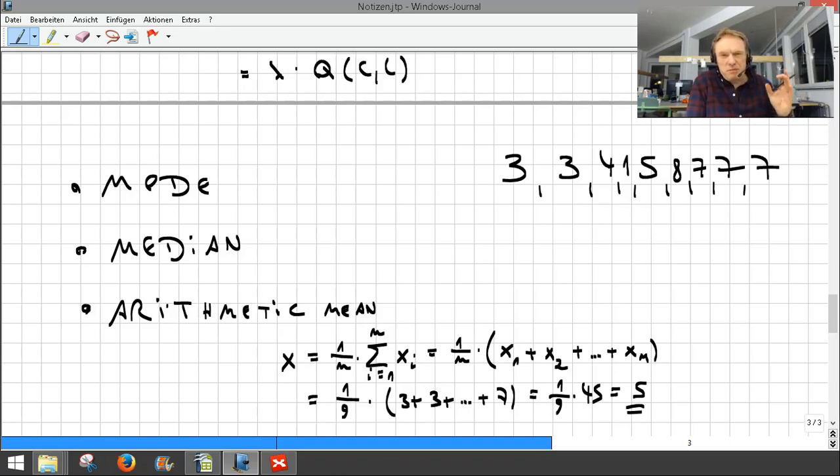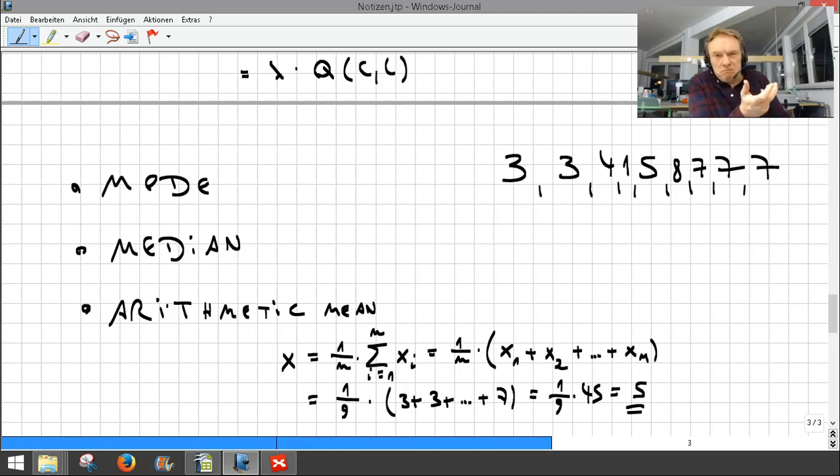We don't need to put those numbers into any order at all. Just add them and multiply the sum by the fraction 1 over n. Talking about the mode, it is the most frequent value. The most frequent value in this case is equal to 7, because we have the number 7 three times, whereas the number 3 appears only twice. So the number 7 is the mode, and it's a sample with one mode only.